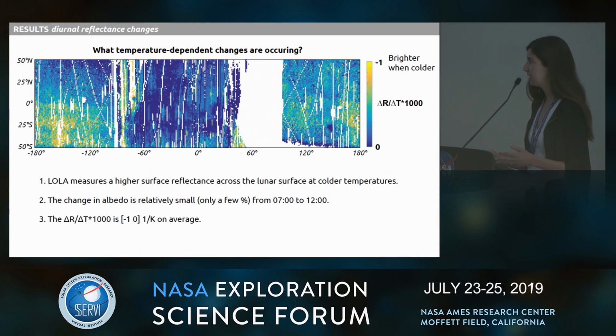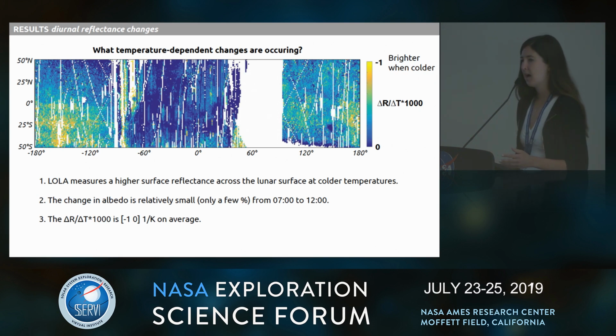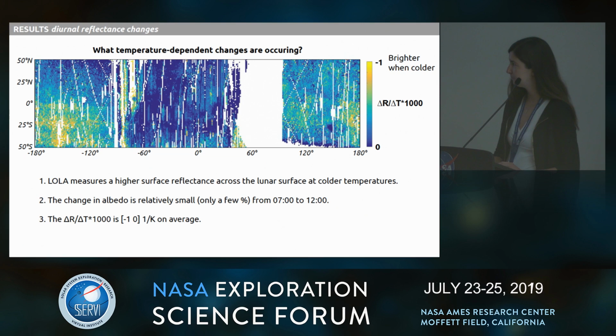There are a couple of main conclusions we can see with this plot. The first is that LOLA appears to measure a higher surface reflectance when the temperatures are colder. So again, that's at the 7-8 a.m. range. But overall, this change is very, very small. It's only typically about 1 to 2% change. Overall, that delta R, delta T relationship is ranging from 0, so no change, to -1, and this is multiplied by a factor of 1,000.